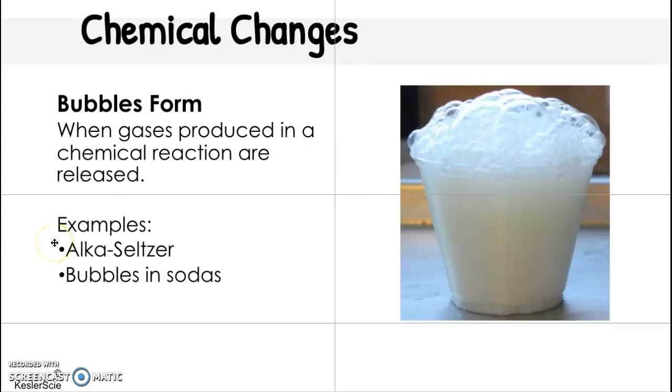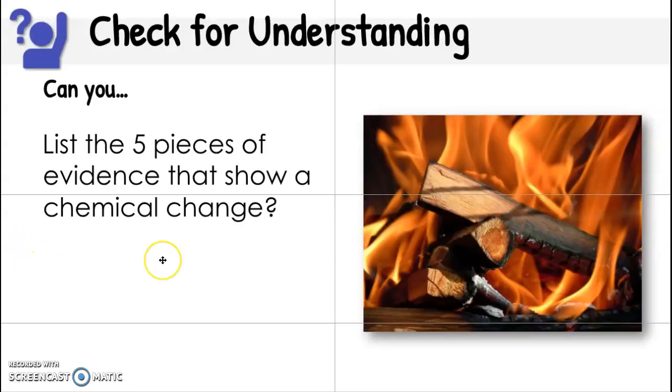And then bubbles form. When gases produced in a chemical reaction are released. Example: Alka-Seltzers, bubbles in sodas. So then let's go ahead and check for understanding. Take a moment, pause this video, and see if you can list the 5 pieces of evidence that show a chemical change.